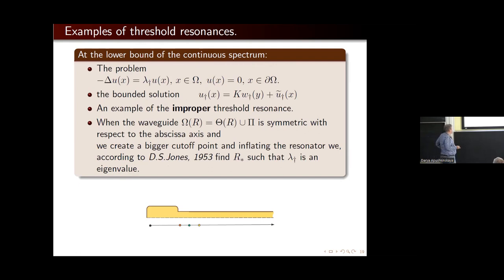Then with the help of the trick of Jones, we enlarge this resonator, and this proves that when R tends to infinity, the eigenvalue tends to zero, and therefore it crosses the cutoff point of the original problem. And of course, odd extension through the center plane gives us a smooth eigenfunction with exponential decay at infinity. So it's just a trapped mode.